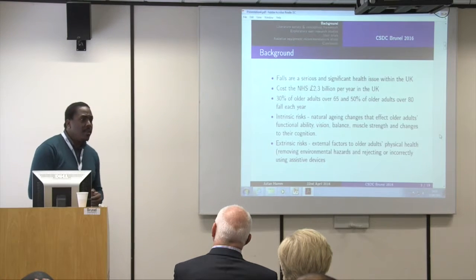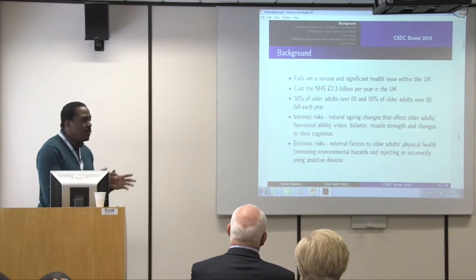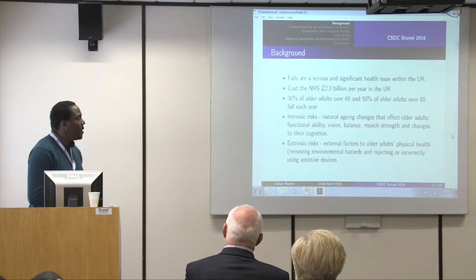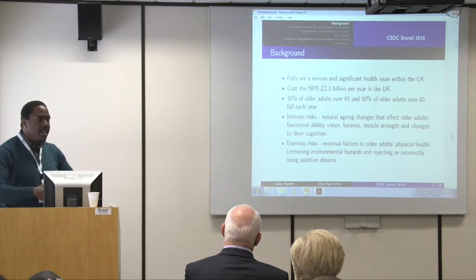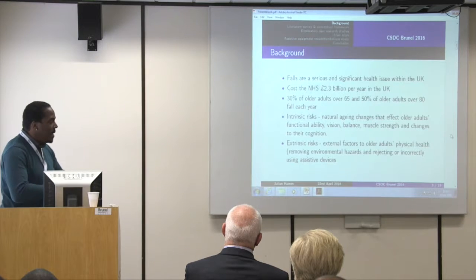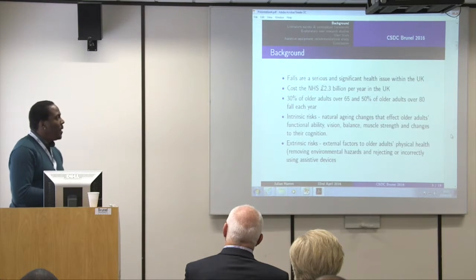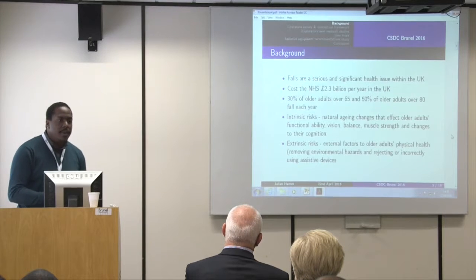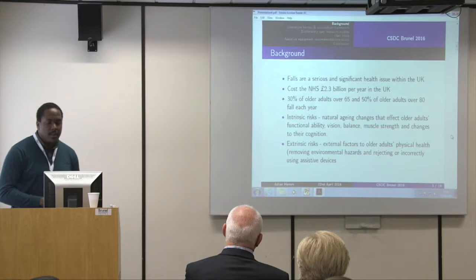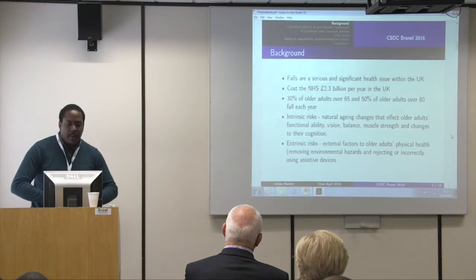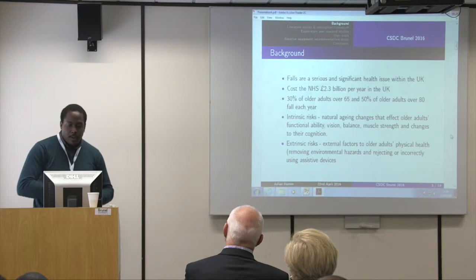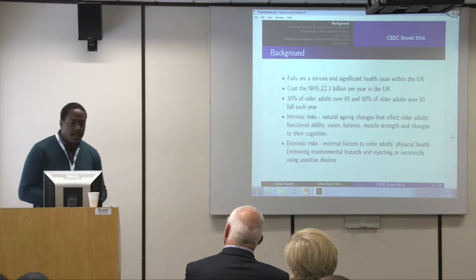Fall risk factors tend to be categorized into two different classes, if you will. The first one is intrinsic risks, which are natural age-related changes, such as issues with functional ability, vision, cognitive impairment and balance. The second, extrinsic risks, tend to be external factors from the older adult's physical health, so environmental hazards, rejecting the use of assistive devices, or using them incorrectly.